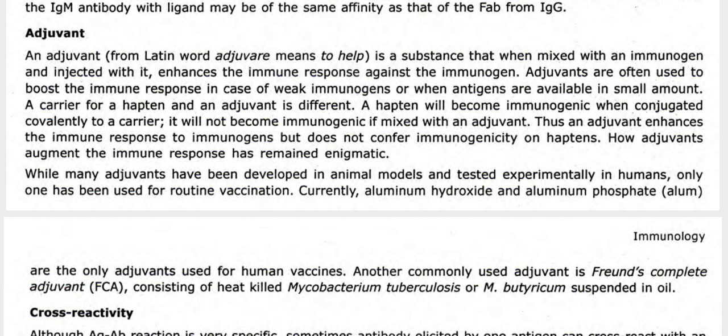A hapten will become immunogenic when conjugated covalently to a carrier. It will not become immunogenic if mixed with an adjuvant. Thus, an adjuvant enhances the immune response to immunogens but does not confer immunogenicity to haptens. How adjuvants augment the immune response has remained enigmatic.